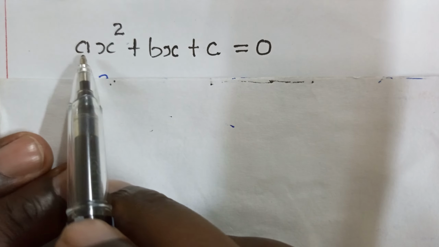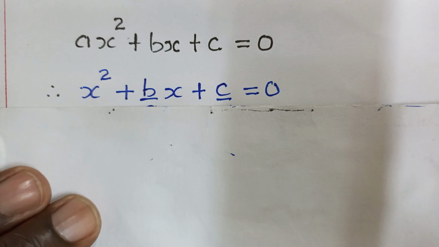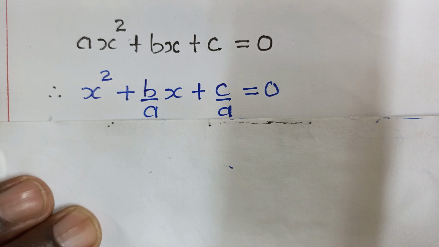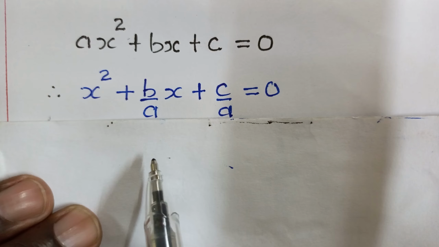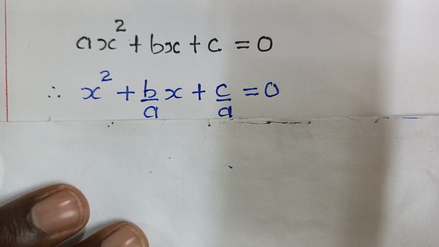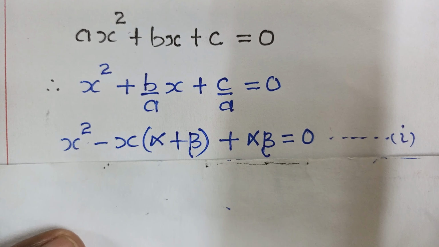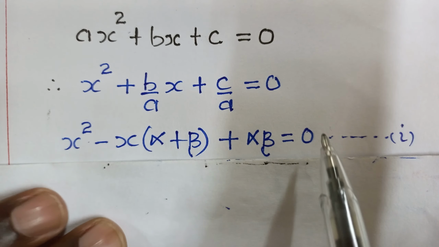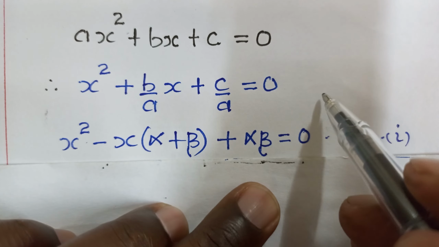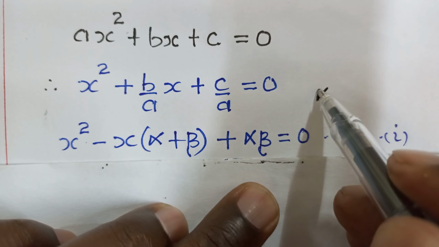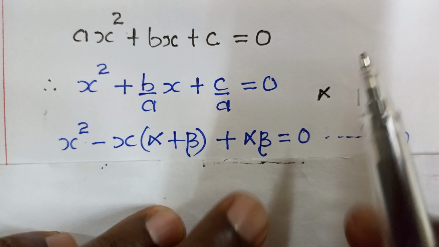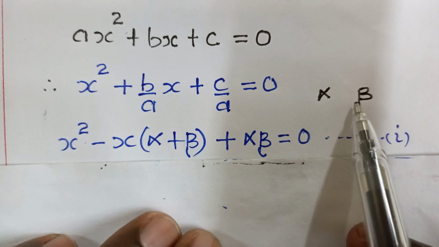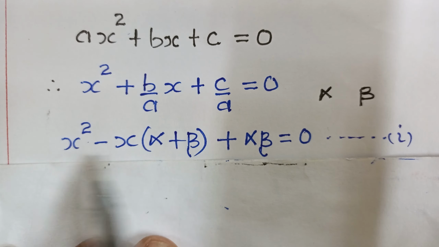We can divide every term by a, and we get that. From there, we look for the equation whose roots are alpha and beta, and that equation is given by this. Remember that if we have alpha and beta as our roots, and we go backward to the equation, this is exactly what we shall find.